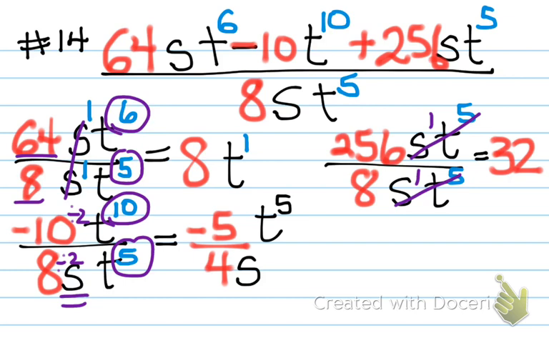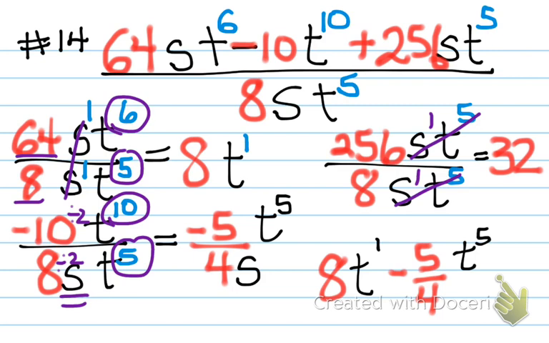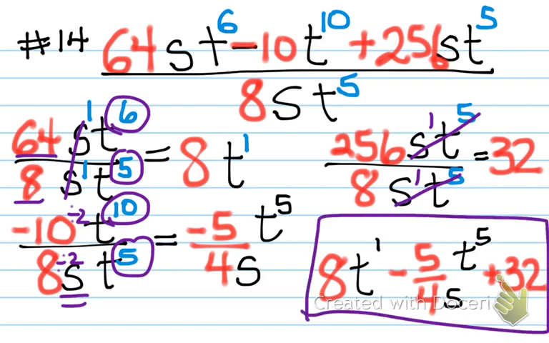And now we put all of our polynomials together and write our final answer. We have 8t to the first, minus 5 over 4 t to the 5th, and s is on the bottom, plus 32. And here we have our final answer.